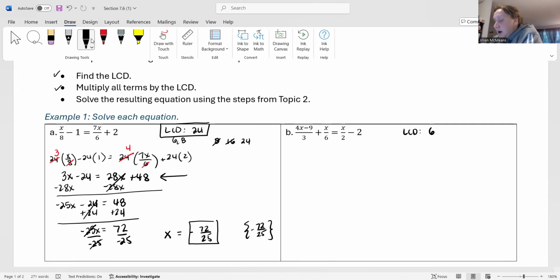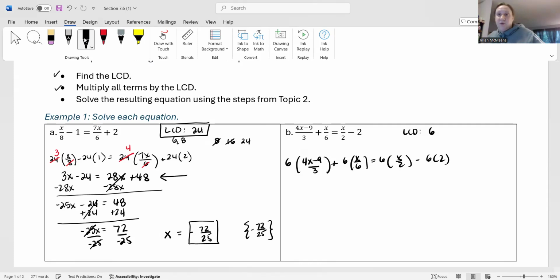Okay? So now we're at the point where we want to multiply all of the terms by the LCD. And remember, terms are separated by addition, subtraction, or an equal sign. So we've got 4 terms here. All 4 terms need to get multiplied by the LCD. I was about to say the LCD was 4, 6. So I get 6 times 4x minus 9 over 3 plus 6 times x over 6 equals 6 times x over 2 minus 6 times 2.